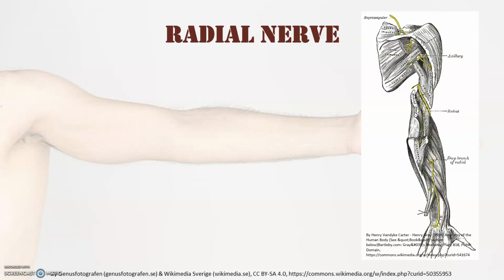So of course, this is a radial nerve palsy. The radial nerve is the main nerve of the extensor compartments of the upper limb, both the arm and the forearm. Fibers are provided from all the brachial plexus roots, that is C5 to T1, and it is the main terminal branch of the posterior cord of the brachial plexus.